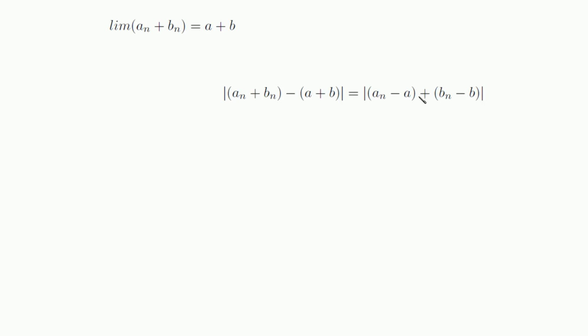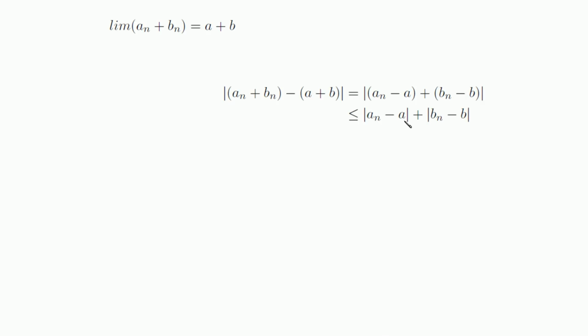We rearrange the terms such that we have a more familiar representation of them. Those are just the terms we usually have if we want to know if a sequence a_n converges towards some limit a. In the next step, we use the triangle inequality and we get those two terms.